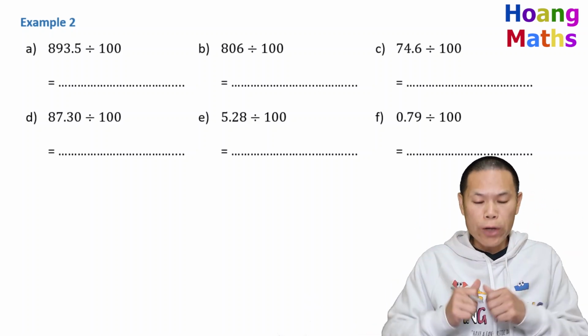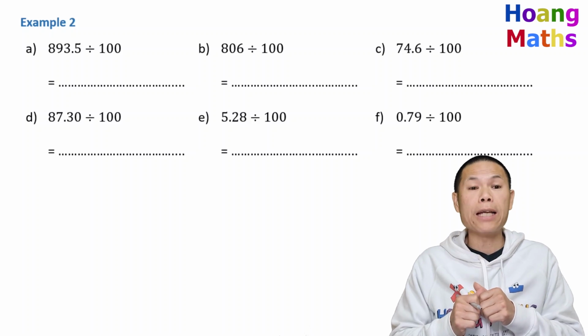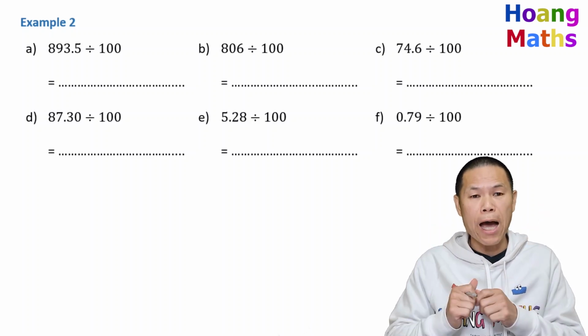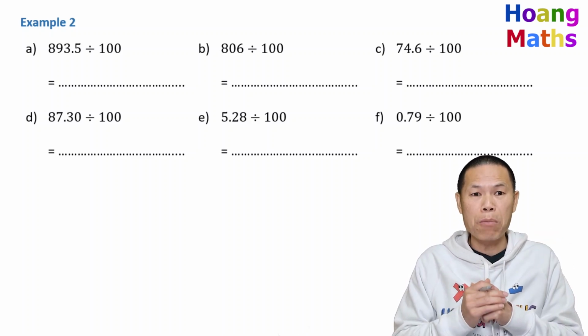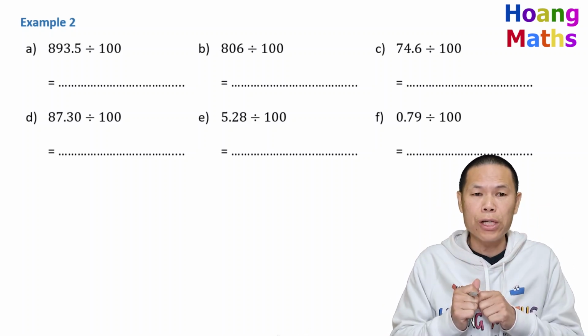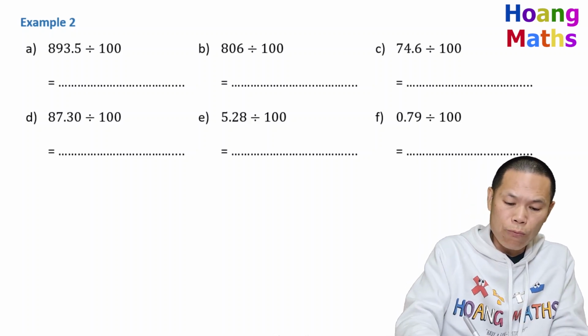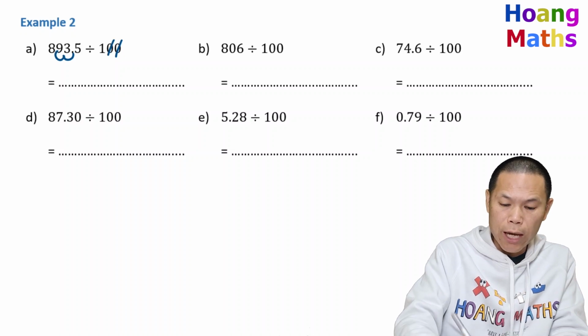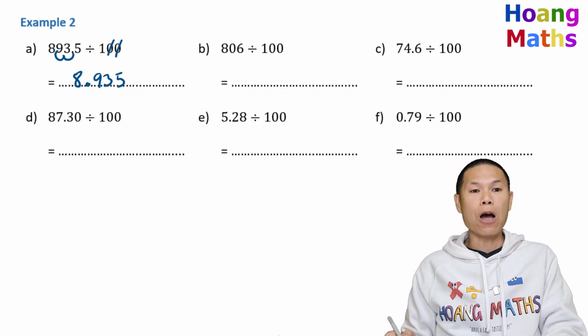Now let me just go through example number 2. So we have 893.5 divided by 100. So the decimal point moving to the left. Okay, keep that in mind, because when we divide by 100, the answer should be smaller. Okay, so we just move 1 unit. We cancel this. We move 1 unit. We cancel this. So the answer is 8.935. So there you go.